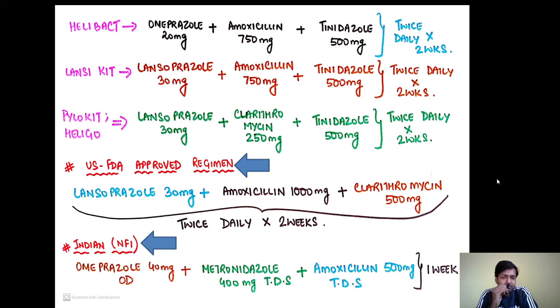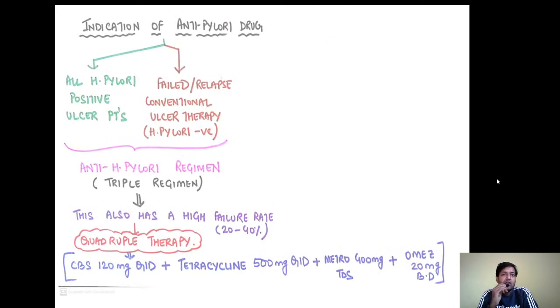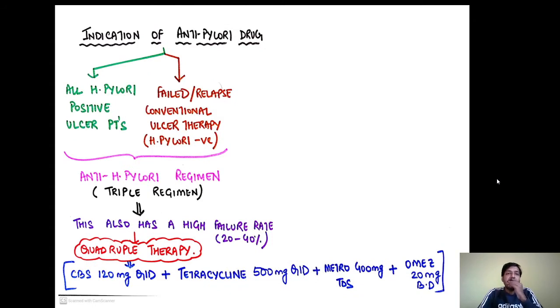Okay, so let us move ahead now. What is the basic indication of anti-H. pylori drugs, why and when are we going to start these drugs? So what are the indications? All the patients who come out positive for H. pylori. So if any ulcer patient has come to you and you suspected H. pylori and did some test and that came out positive, those patients are going to receive anti-H. pylori drugs.